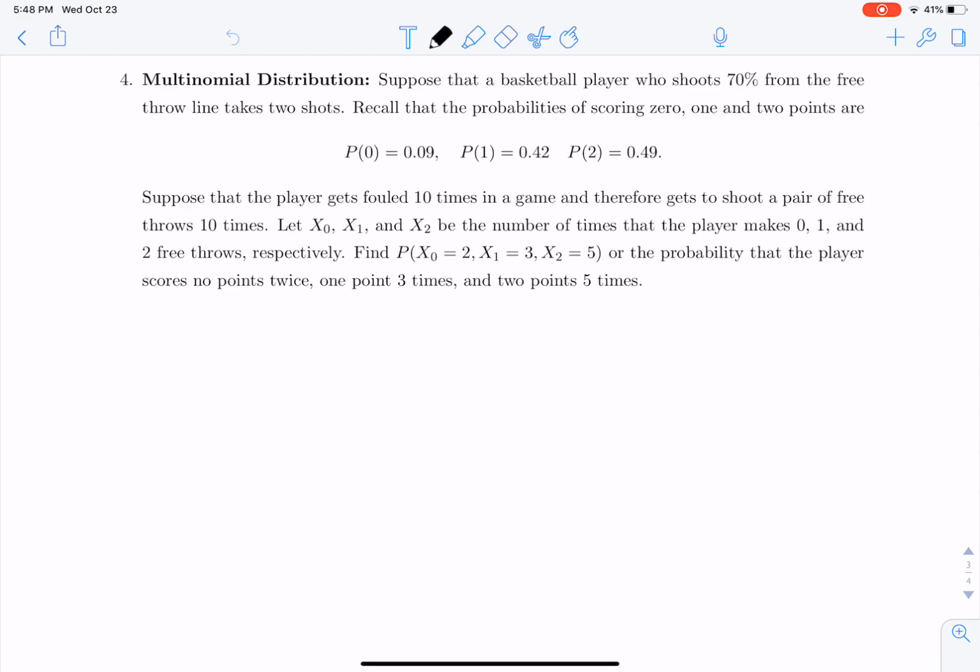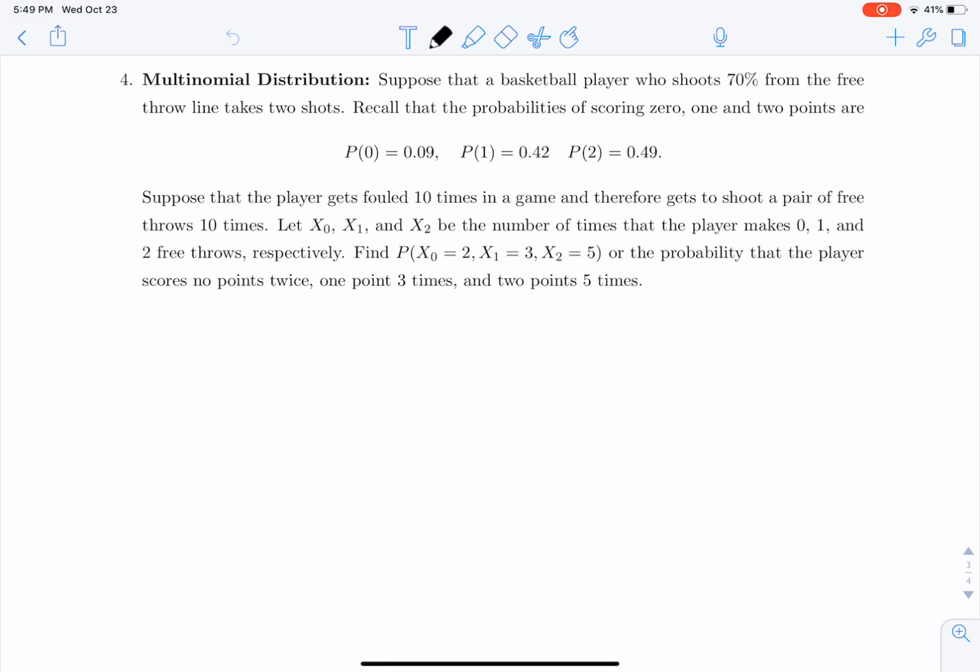Now suppose that that player gets fouled 10 times in a game, and therefore gets to shoot a pair of free throws 10 times. Let x0, x1, and x2 be the number of times that the player makes 0, 1, and 2 free throws respectively. We want to find the probability that the player makes 0 free throws twice, 1 free throw 3 times, and 2 free throws 5 times.